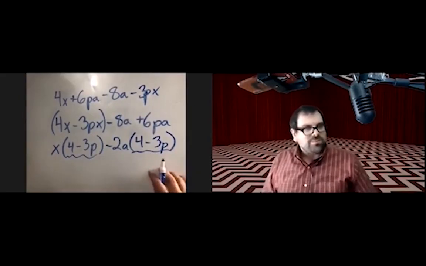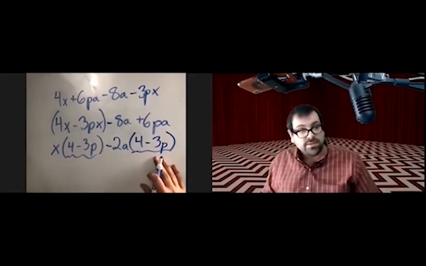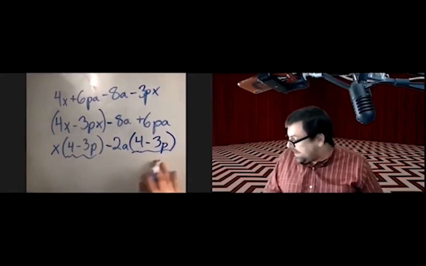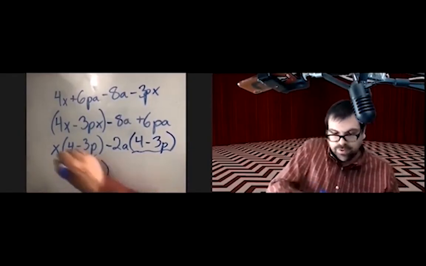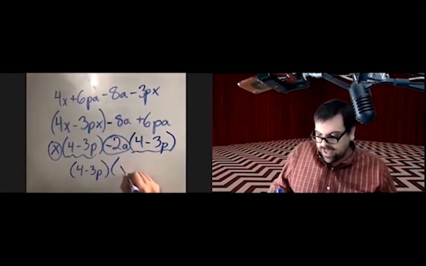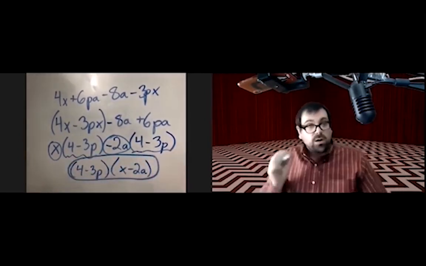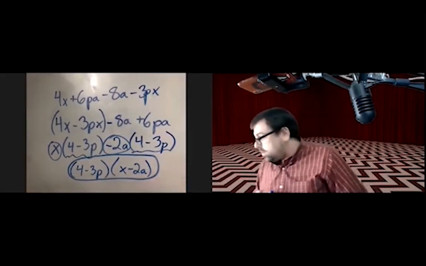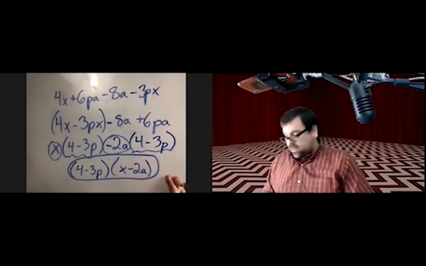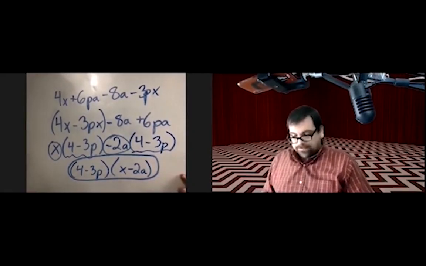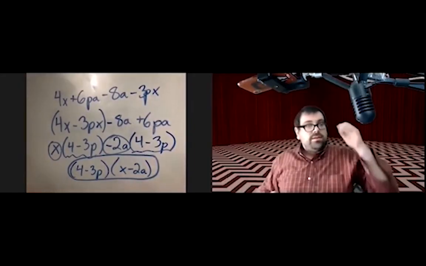Took a bunch of rearranging, but we finally got one where when we do the grouping, we get the same leftover piece. Factor that out. Factor out the 4 minus 3p. We're left with x minus 2a. Bingo, bango, and bongo. That's our answer. 4 minus 3p times x minus 2a. And there's another way we could have rearranged it where we would get them in the other order.